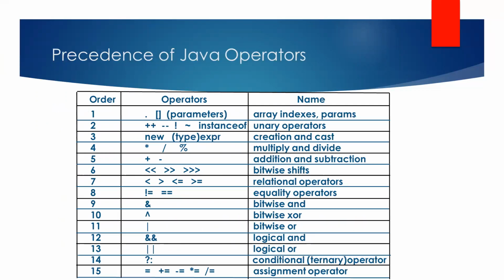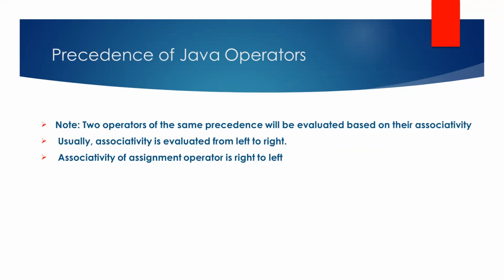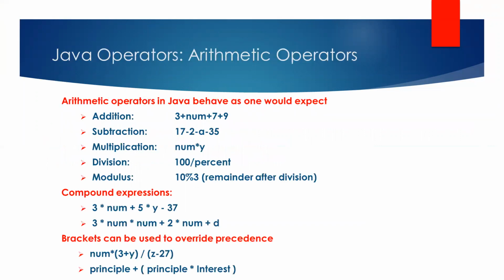So, come to here. Associativity is not important. Now come to this part, that is arithmetic operations that will be performed by using arithmetic operators.